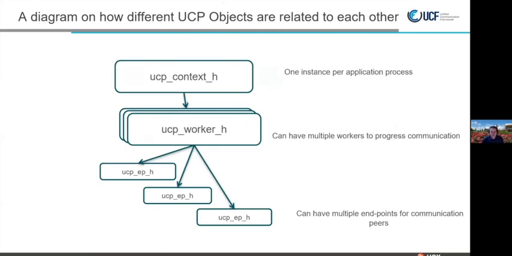Okay, so here's a high-level diagram of one side, basically one node. We have the context. Typically, there's one instance per application process. So I mentioned, if you have two different applications, they each will have their own UCP context. Then a context can have multiple workers, can have multiple threads, and then each worker can have multiple endpoints. So, if I'm exchanging data between different buffers on different nodes, each of those is an endpoint that's connected to a local and a remote worker.